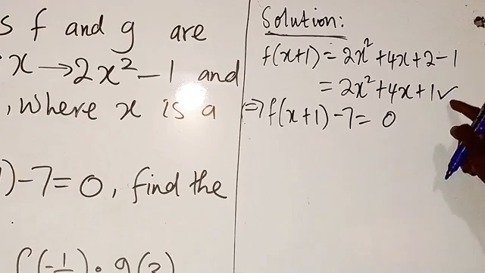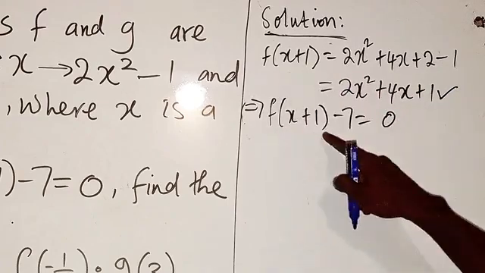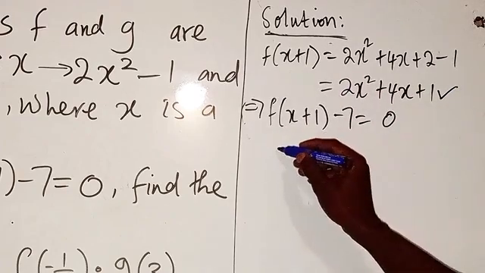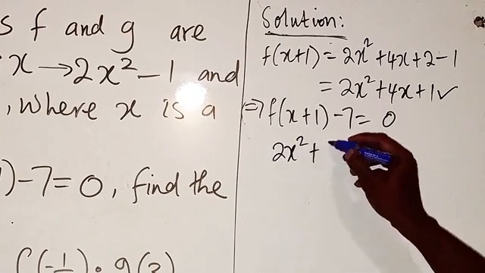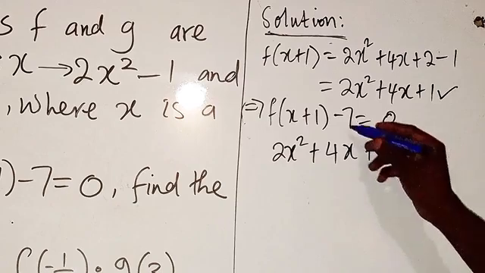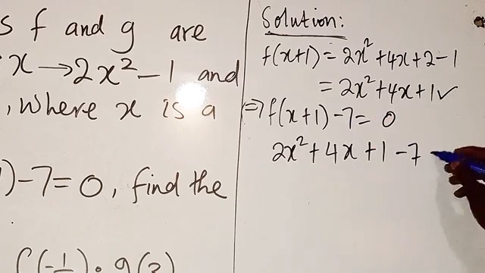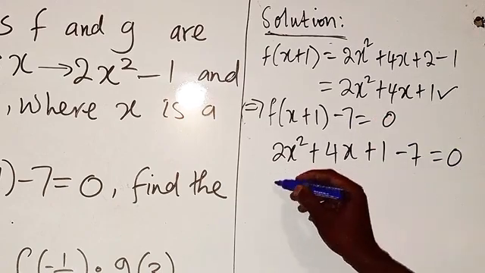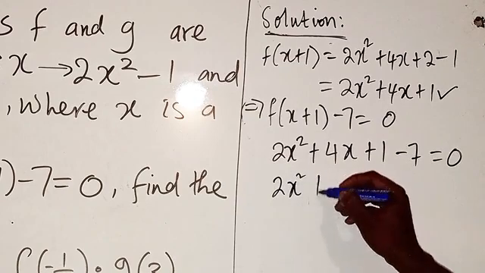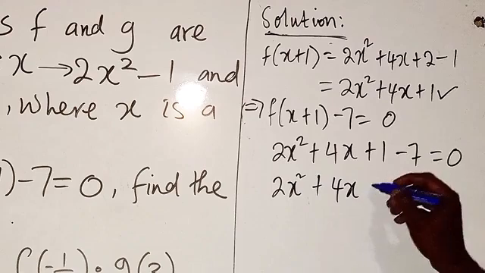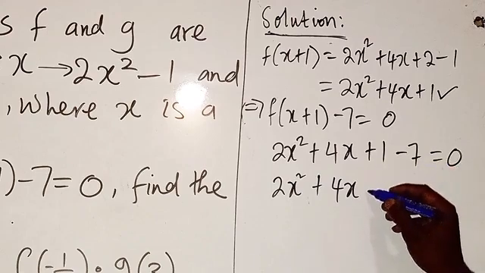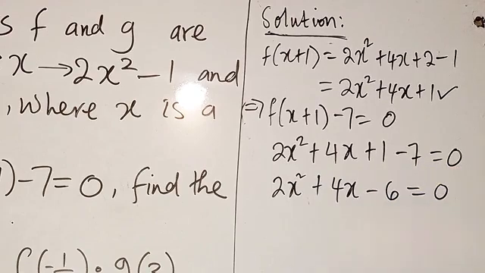So we are going to pick this. f of x plus 1 is this, so we have 2x squared plus 4x plus 1. Then we have the minus 7 here, which equals 0. So we have 2x squared plus 4x plus 1 minus 7, which gives minus 6, equals 0. Now from here, you can see that this equation is divisible by 2.